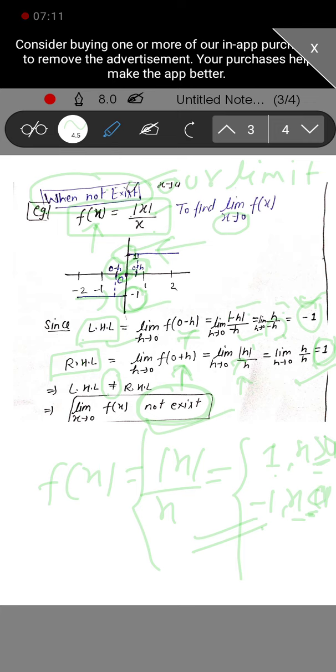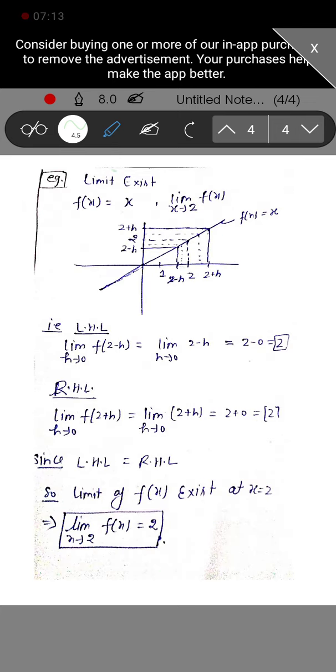Now let's move to another example in which the limit exists. Now we are going to discuss an example in which the limit is existing. So we have taken a function f(x) equal to x, and we have to find the limit of f(x) when x is approaching 2. So let's draw the graph of f(x). We have drawn the graph of f(x) equal to x, that is nothing but this graph.